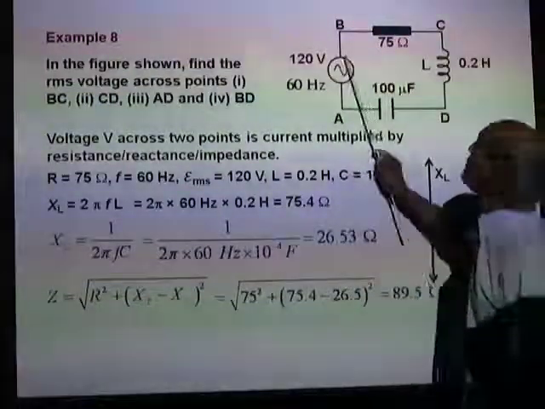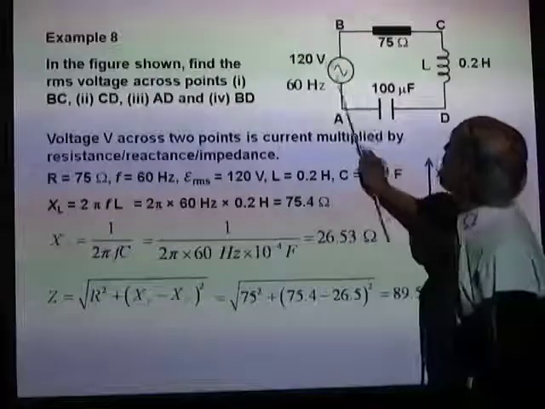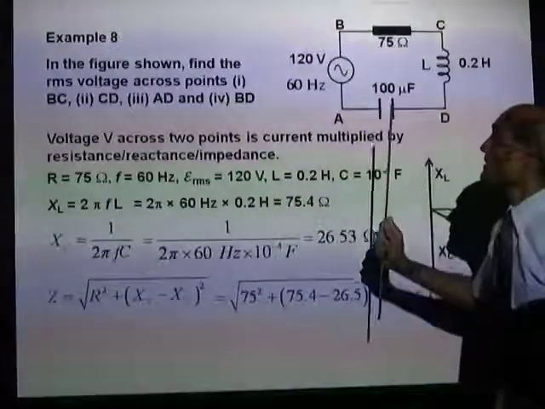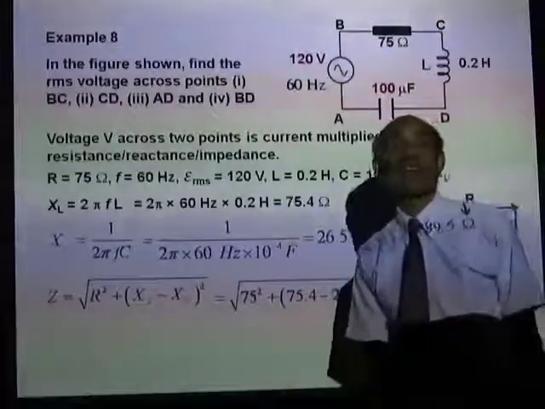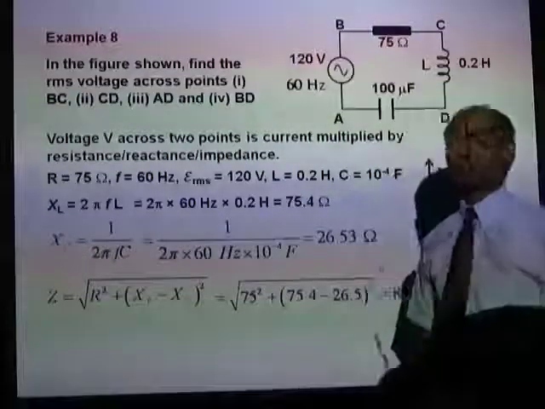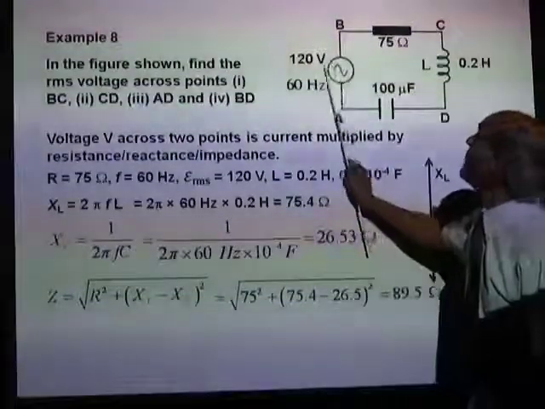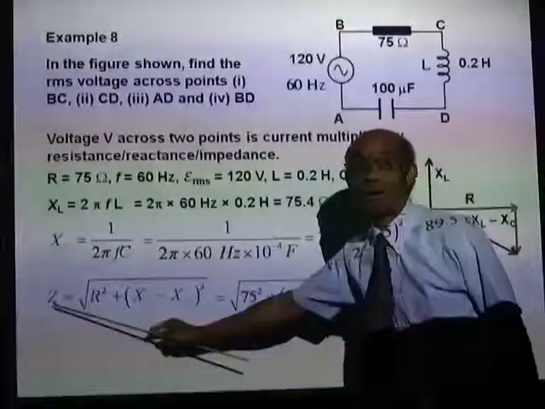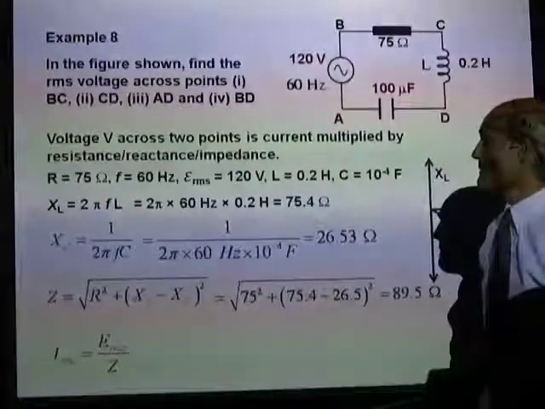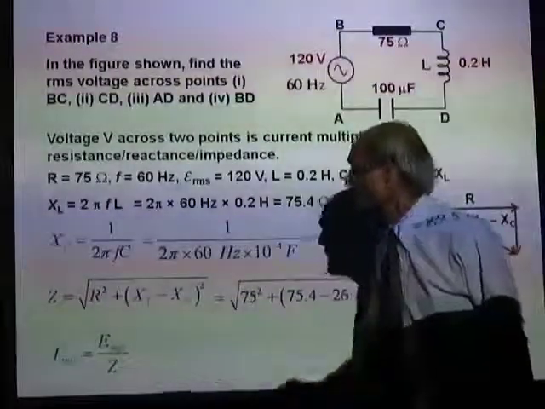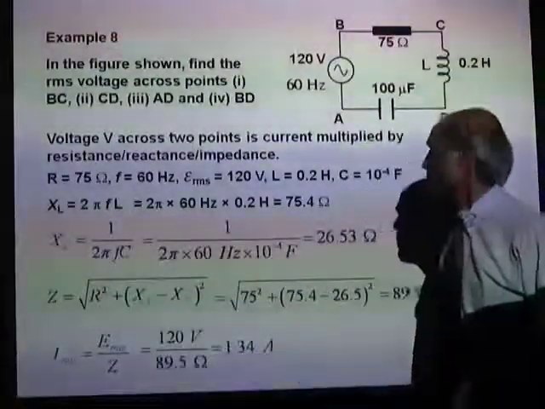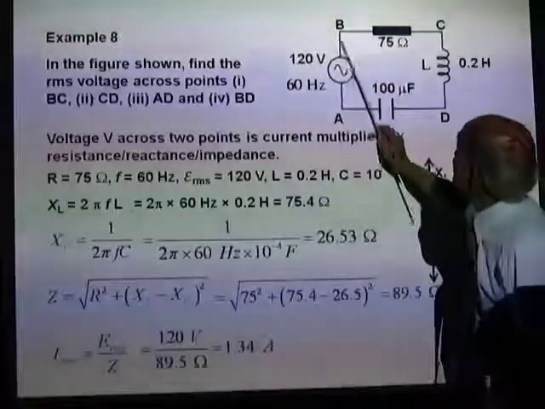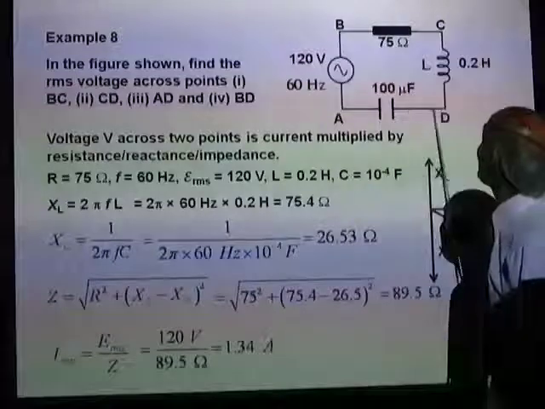Okay, we've got the RMS value of the voltage, and we have the total impedance of the circuit. Therefore, we can calculate the RMS value of the current. What is IRMS equal to? IRMS is ERMS divided by the total impedance. So ERMS divided by Z, that will be 1.34 ampere. We now know the total current in the circuit.